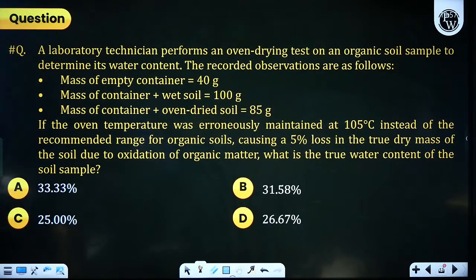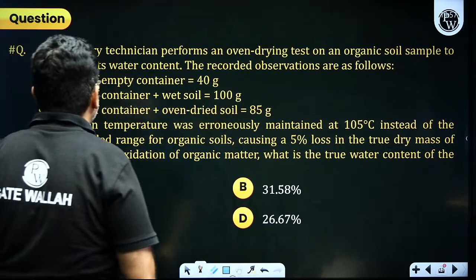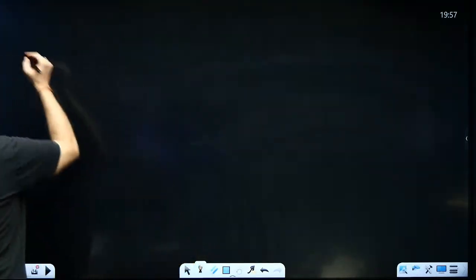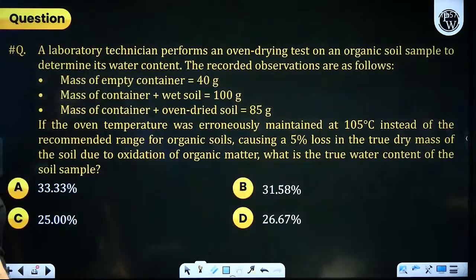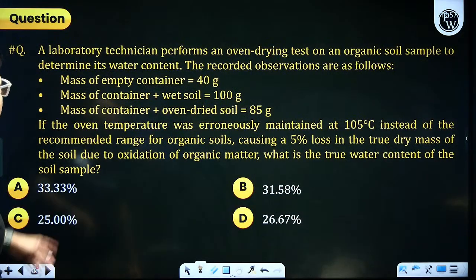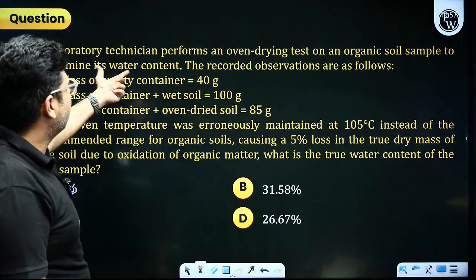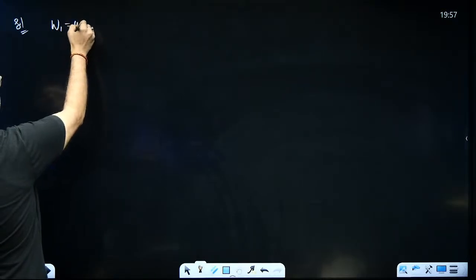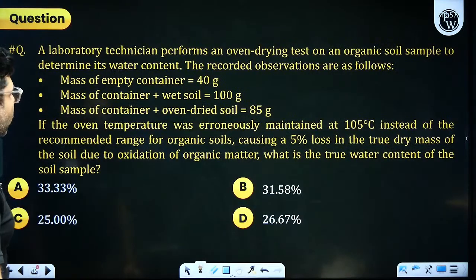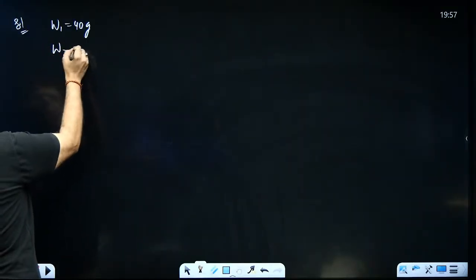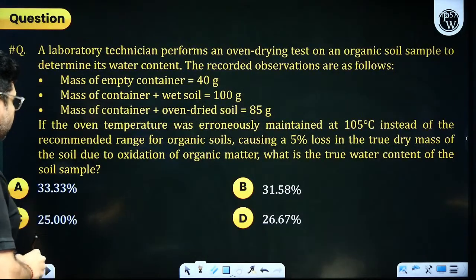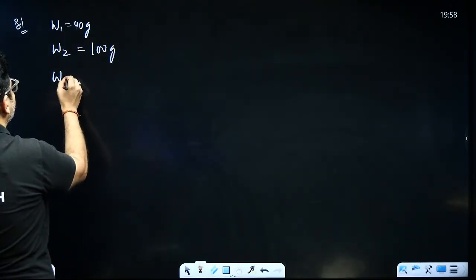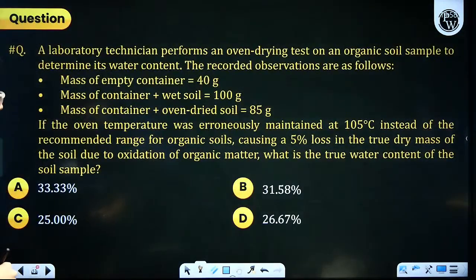Okay, let's try to solve this question. Very simple. The mass of empty container was given to me. Here you have an organic soil. In the recorded observation, W1 is 40 grams. W2, that is the mass of container plus wet soil, is 100 grams. And the mass of oven dried soil comes out to be 85 grams.